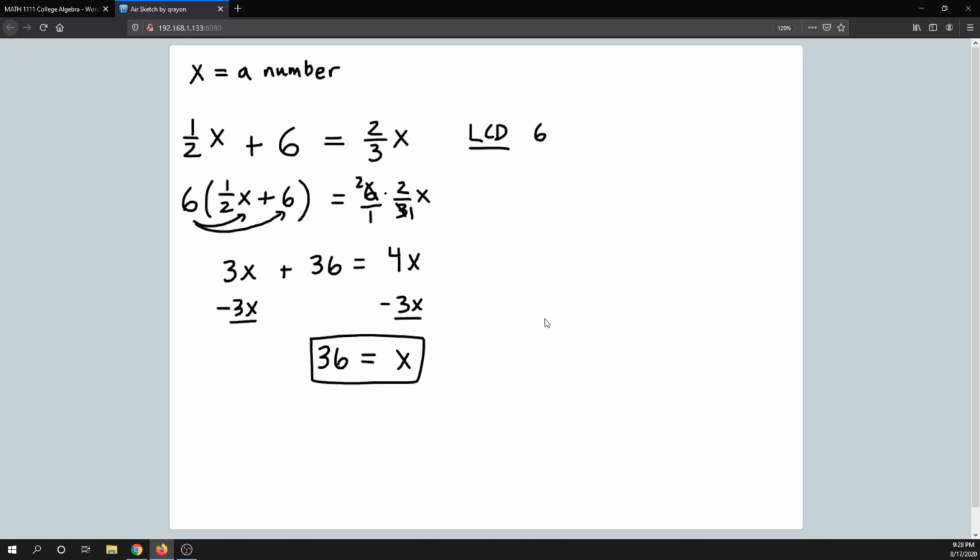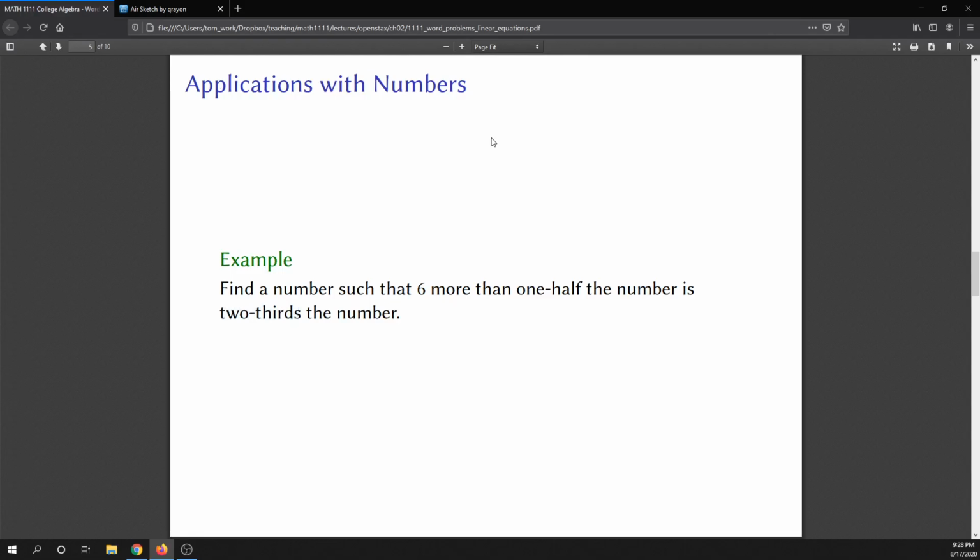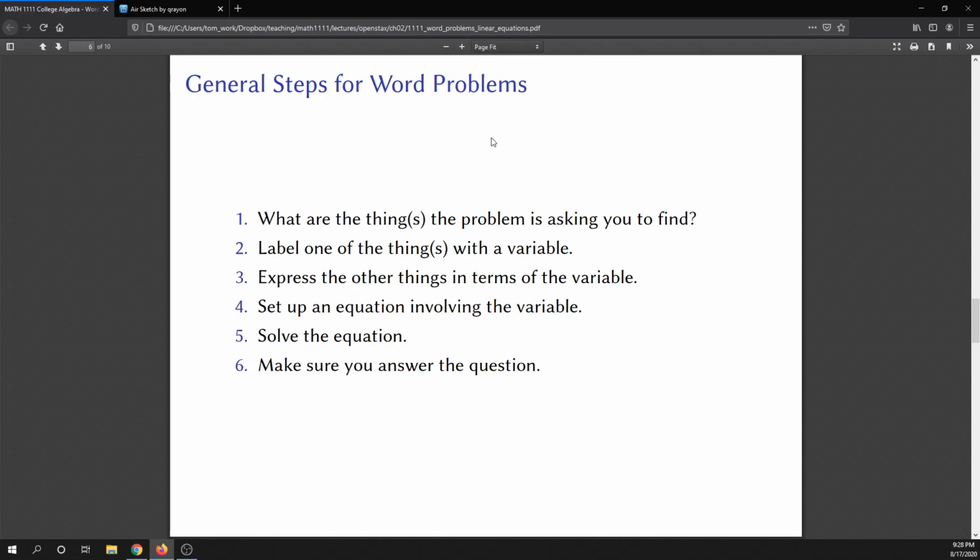Okay, so that's our first example, and what I want to do is go ahead and go through some general steps for the word problems. So this is the general process, a good framework for you to think about when you're working through these problems. So step number 1 would be, what are the things the problem is asking you to find? And that is absolutely key, right? You've got to know what you're looking for. Otherwise, how will you know if you get there, right?